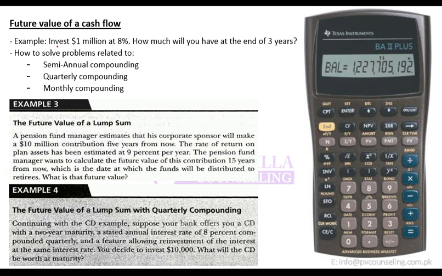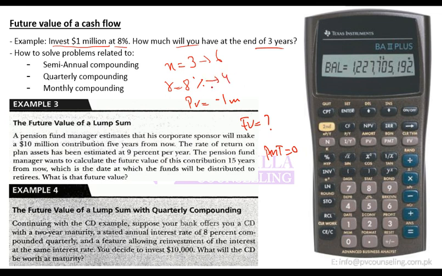So here is an example which says you invest $1 million at 8%. How much will you have at the end of 3 years? So this means N is 3 for annual compounding. Rate is 8%. PV is minus 1 million, FV you have to compute, payment is 0. So you plug in these numbers, compute FV, and you have the answer for annual compounding. Then if you are told it is semi-annual compounding, you change N from 3 to 6, and the rate from 8 to 4. You plug the numbers in, and you get the answer for future value.